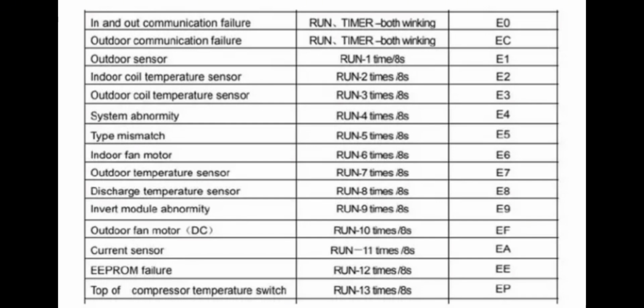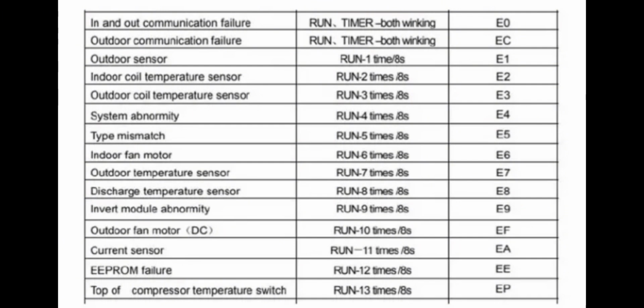E2 is indoor coil temperature sensor. Again, check the wire connection on the indoor temperature sensor. Replace the sensor or replace the main PCB. E3 is the outdoor coil temperature sensor. Check the wire connection on the outdoor temperature sensor assembly. Replace the sensor or replace the outdoor power source board.